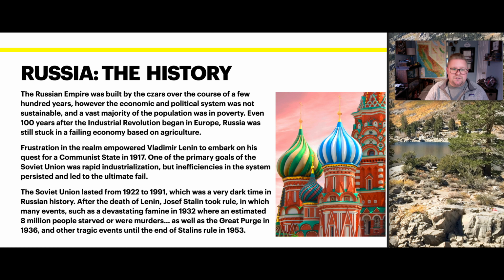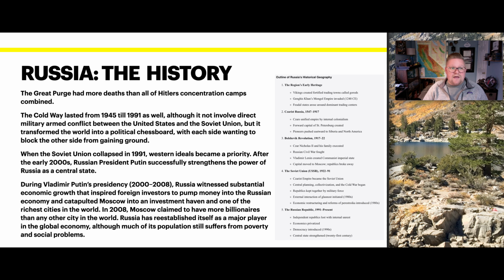After the death of Lenin, Joseph Stalin took rule, in which many events such as the devastating famine of 1932, where an estimated 8 million people either starved to death or were murdered, as well as the Great Purge in 1936. Many other tragic events occurred in their history up until the end of Stalin's rule in 1953. In fact, the Great Purge had more deaths than all of Hitler's concentration camps combined.